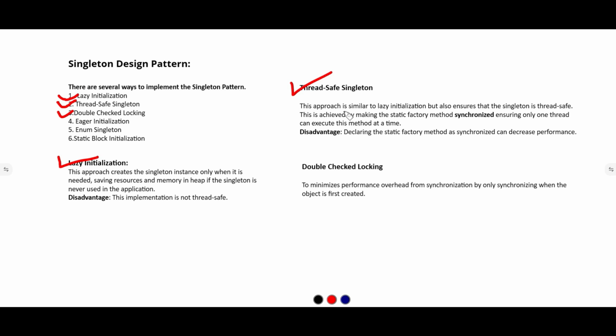This is achieved by making the static factory method synchronized so that only one thread can execute that method at a time. But there is some disadvantage also, like declaring the static factory method as synchronized can decrease the performance of the application. So let's see the implementation. Let's come into the hands-on.